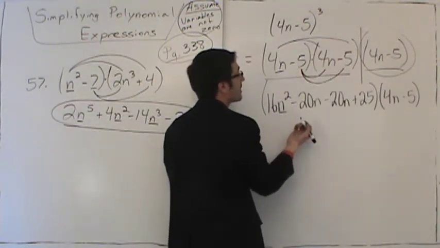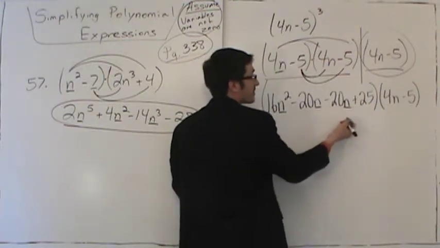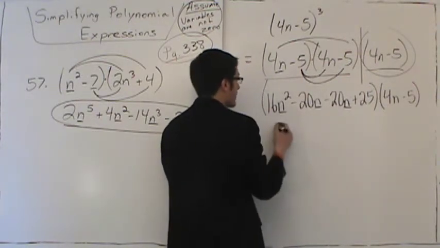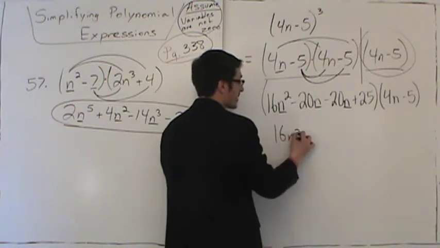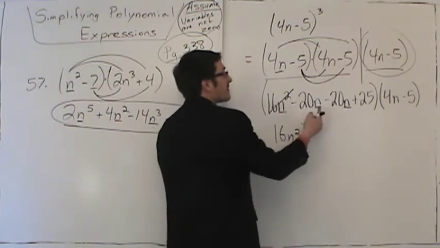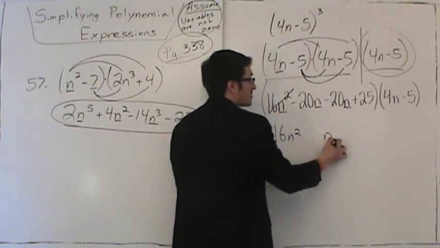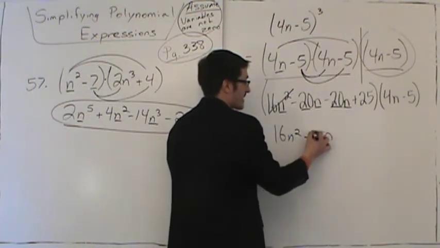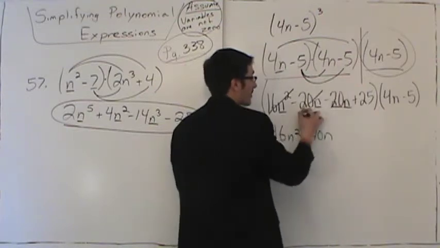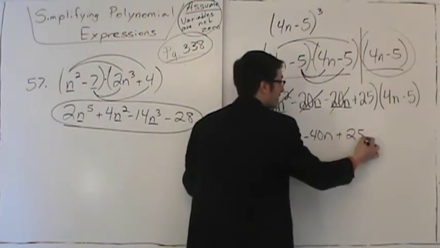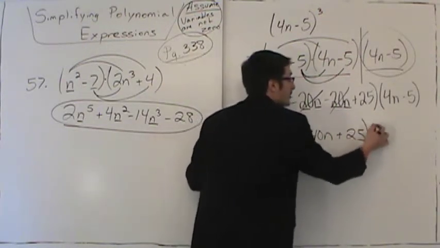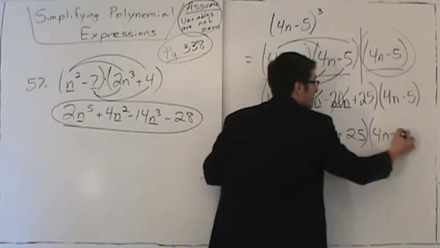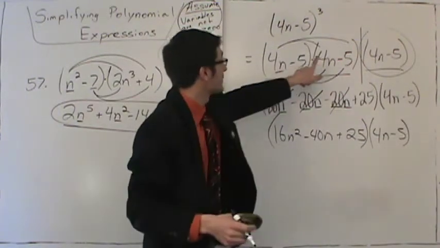Does anything match n squared? No. Does anything match your n term? Yes. What matches doesn't change. So let's go ahead and write the 16n squared. This does not change. Cross it out. The n matches the n. The n will not change. Negative 20 minus 20. Since the signs are the same, we add. This is negative 40n. Cross these out. And we have plus 25, and this is now multiplied by what? Quantity (4n - 5). So we're done multiplying the first two.